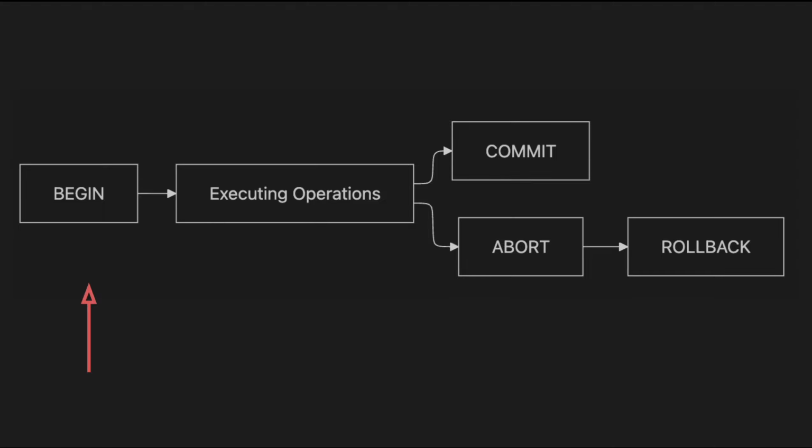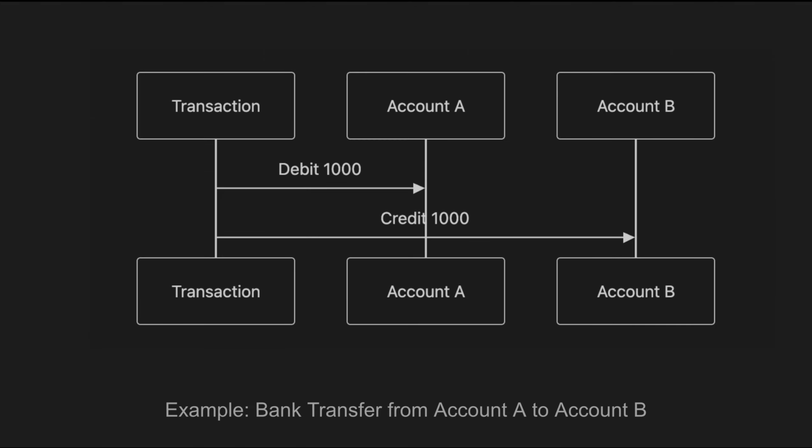Every transaction follows the same life cycle. It begins with the start, executes some statements, and ends in either a commit or abort state. If it aborts, the database rolls it back. Taking the classic example of a bank transfer, debit and credit are separate operations, but logically they form one action. A transaction exists to preserve this sort of intent.